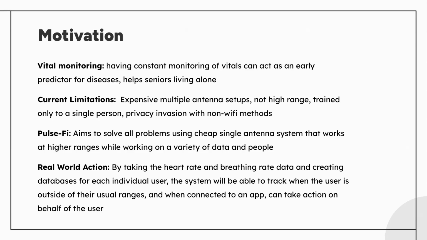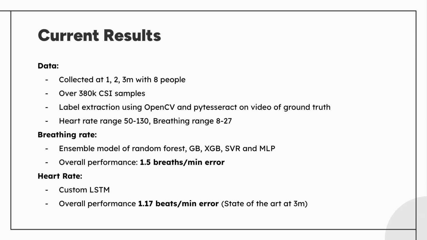And so PulseFi aims to solve all these problems by using the ESPs, which is a single antenna low power system, which is cheap and it'll work on higher ranges and be trained on a variety of people, while also taking real-world action by creating a database for each individual person, calculating their averages, and then notifying them when anything is off based on that. And so let's talk about the current results I've achieved.